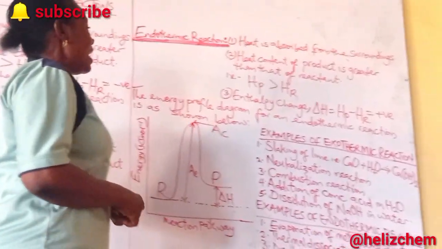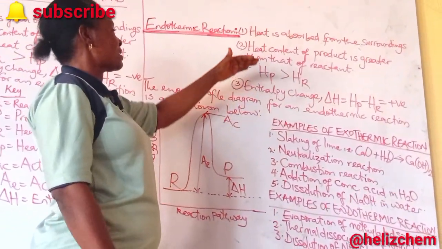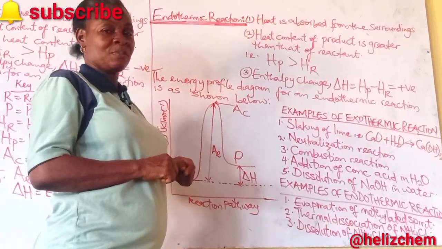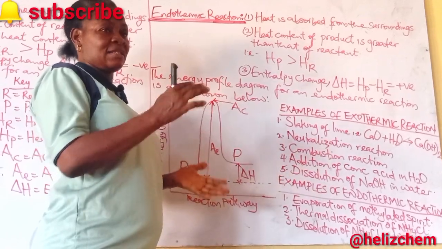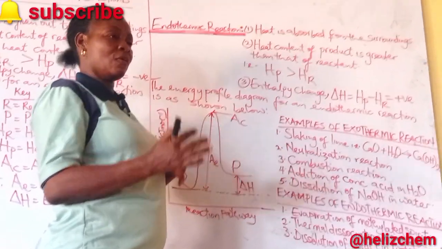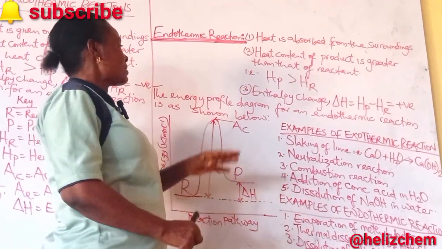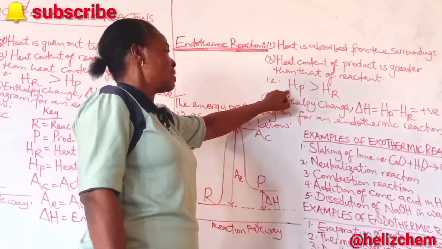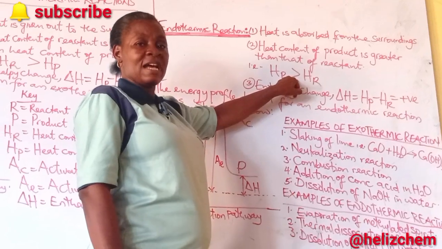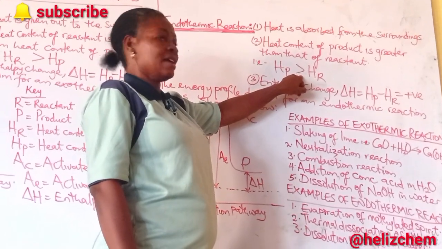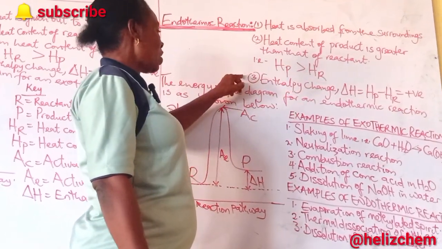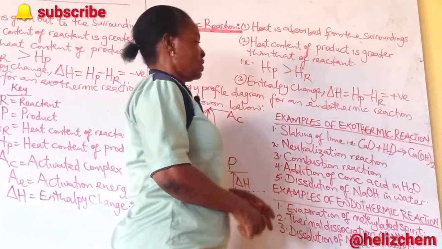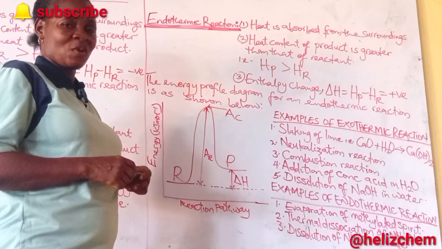Endothermic. Endothermic reaction is a type of reaction in which heat is absorbed from the surrounding. You can see that it is opposite of exothermic. And secondly, the heat content of products is greater than that of reactants. While the third one is that enthalpy change, which is delta H, is always positive.